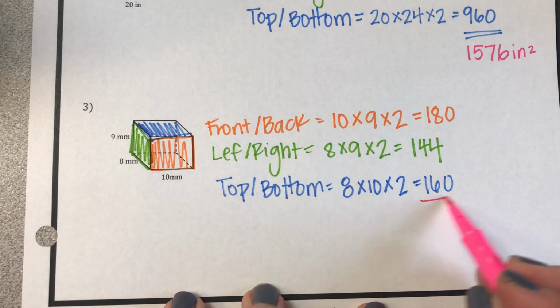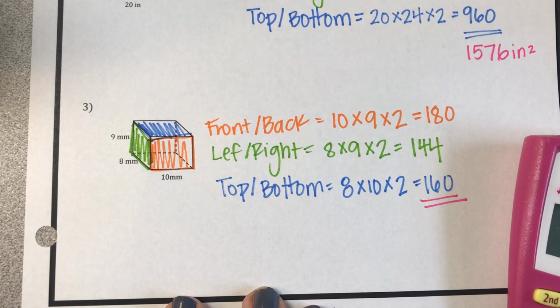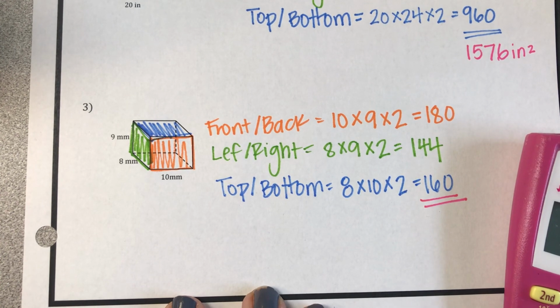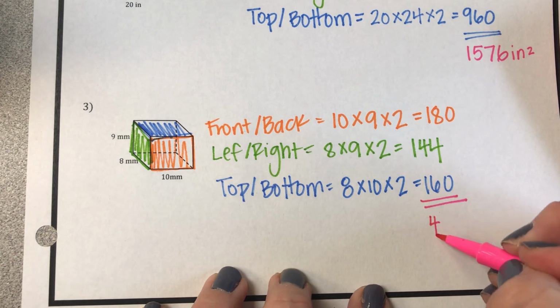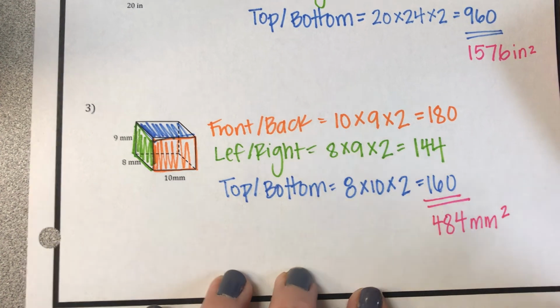So I'm going to add together all of my sides. So 180 plus 144 plus 160 gives me a total surface area of 484 millimeters squared.